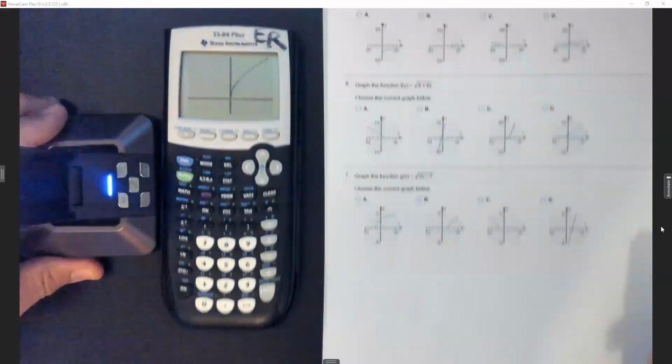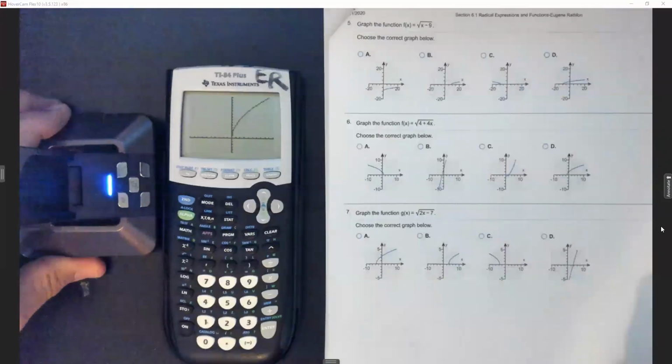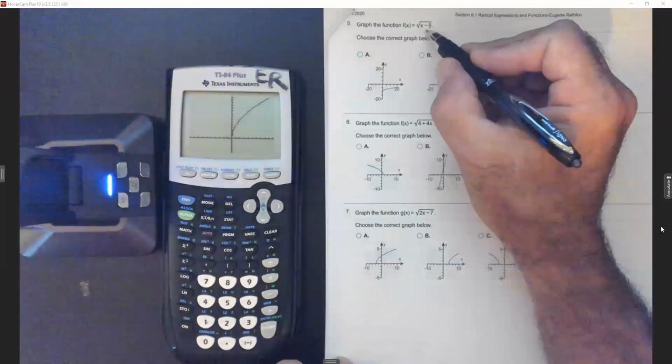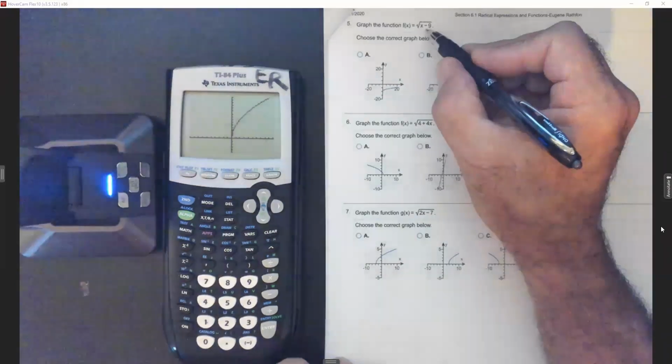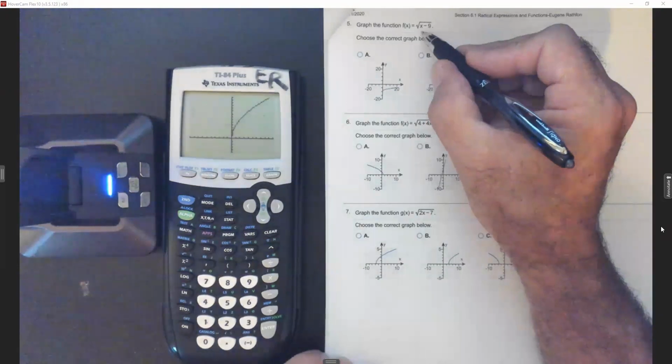Alrighty, so what's going to happen when I subtract 9 from this graph? Since it's under the radical, I'm attacking the x, and anytime you subtract from the x in parentheses, you're going to move it right.